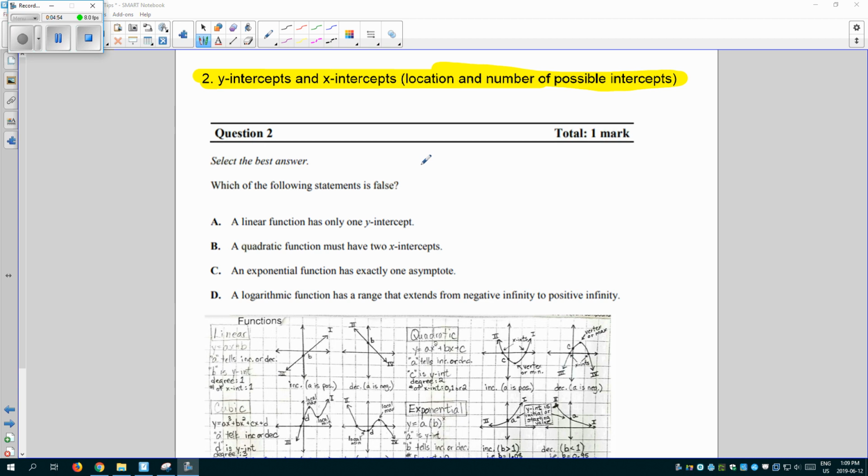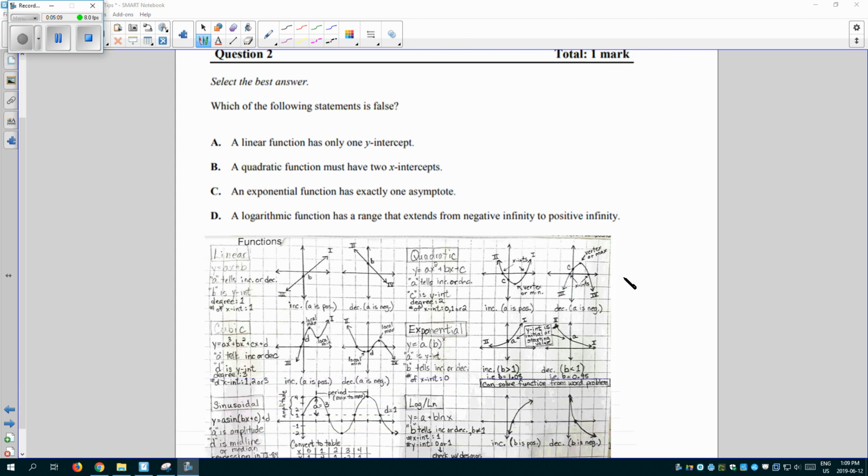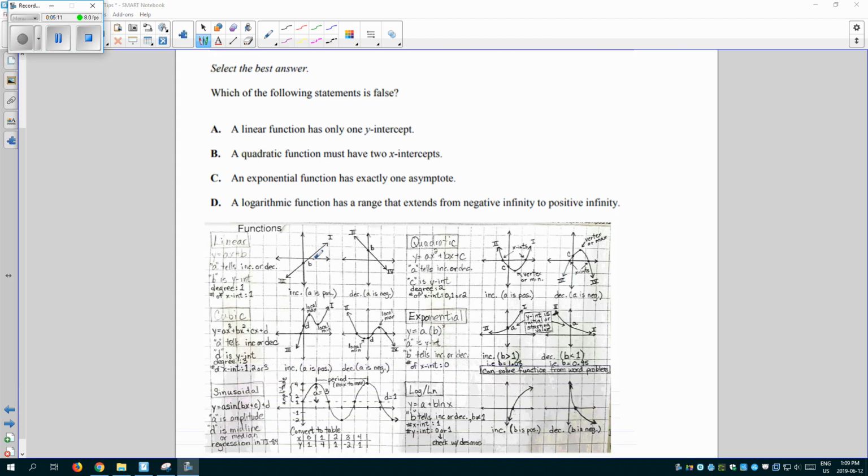Moving on to more tips, you should know the x-intercepts and the y-intercepts, the location of those two features and the number of possible intercepts. So on our reference sheet, we are going to look on the y-axis and the x-axis to see how many times this line crosses. Okay, and when we get to quadratics, I'm pointing out to you here, I'll get my highlighter, I'm pointing some things out to you. Those are the x-intercepts.